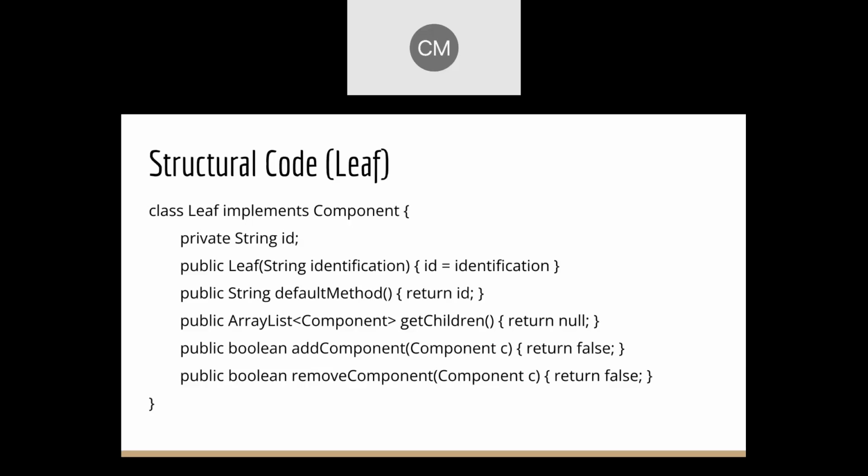Now for the leaf, it's a little different because we don't actually have children here. So we just need one private variable here, which would be the ID itself. So with the constructor, the same thing. We have a string identification, which initializes to ID. And for the default method, because we know we don't have any children, all we have to do is return ID. And also the same thing applies for getChildren. We don't have any children, so we will return null and return false for both the addComponent and removeComponent, because we don't have any children.